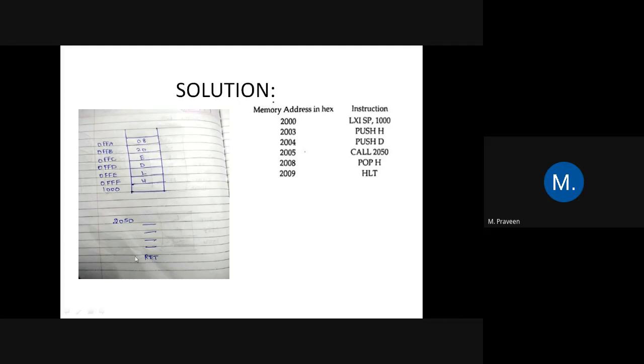After executing the return instruction, the program has to be returned back to the main program. The main program's next instruction is going to be POP H. Already we executed the CALL 2050, so after the return instruction, the program will be returned back to POP H. In POP H, you have the address 2008. So during the return instruction, the program counter value is going to be 2008.